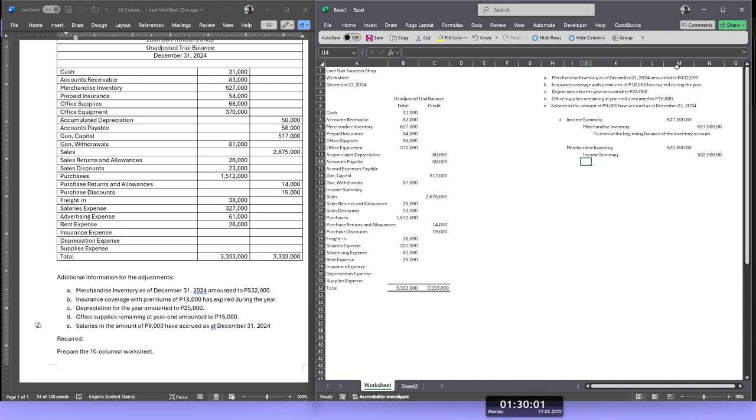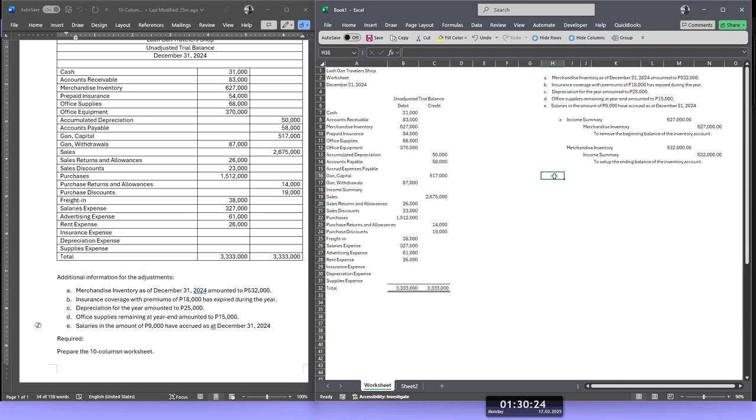I'll just put that there. Leave that with 2 decimal points. To set up the ending balance of the inventory account. Okay, and then letter B.